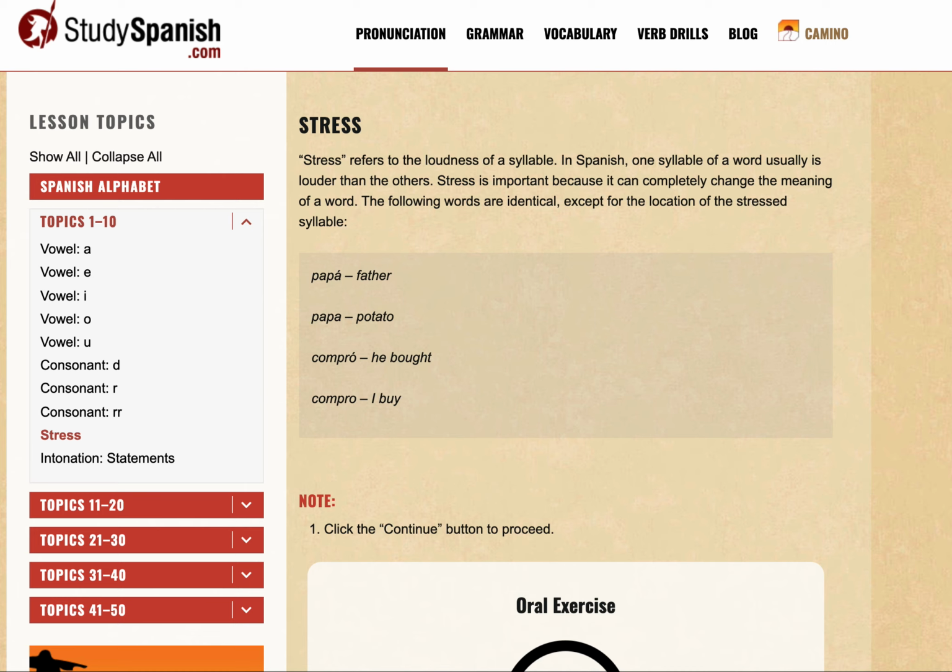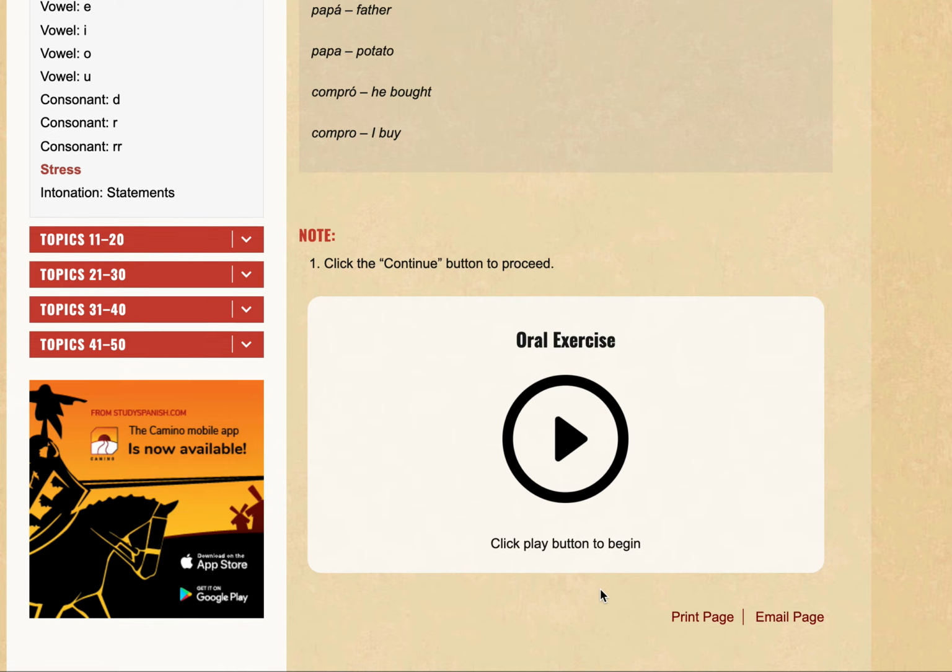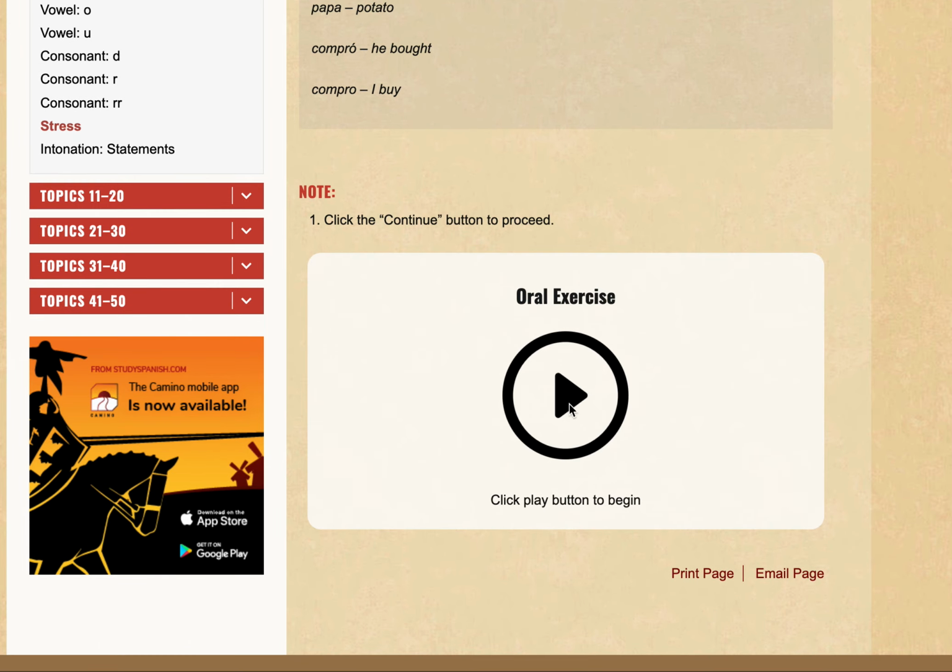Third one is compró, he bought. Emphasis on O, the stress on the letter O. And the fourth one is compro, I buy. I buy, he bought. Okay, so let's continue.